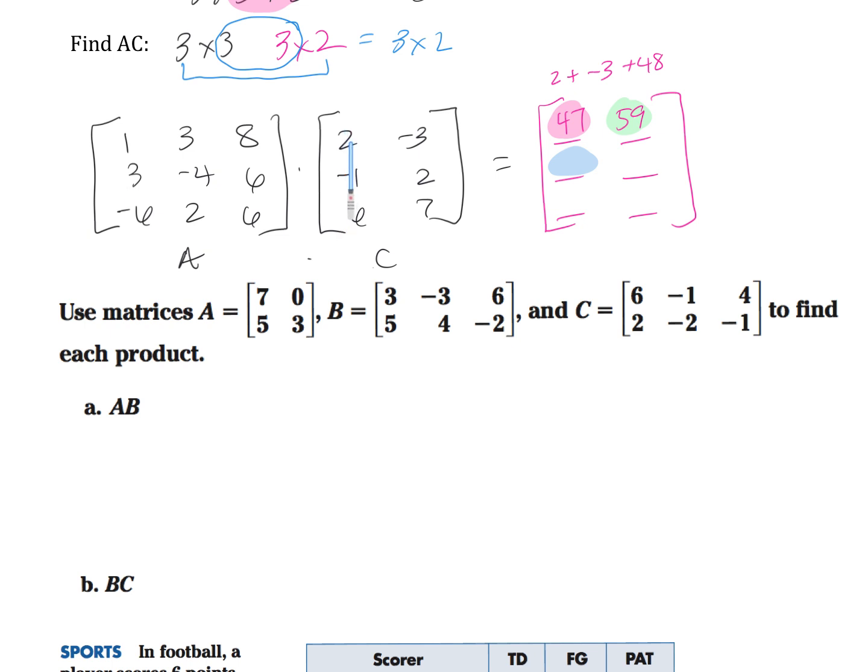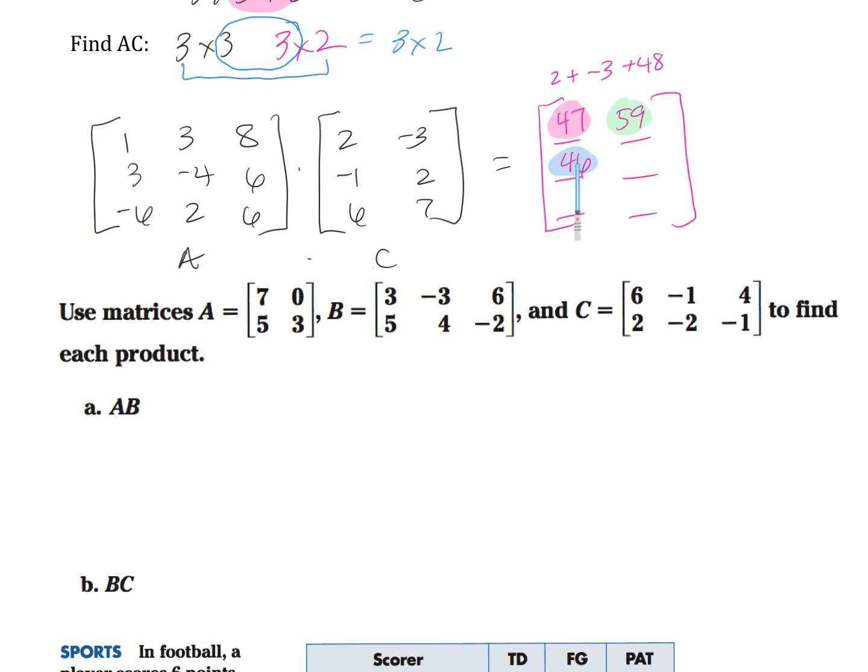Here we go. 3 times 2 is 6 plus negative 4 times negative 1, which is 4. 6 plus 4 is getting me 10 plus, move to the right, move down. 10 plus 36, final answer, 46.